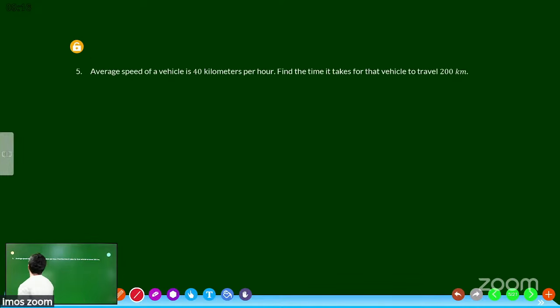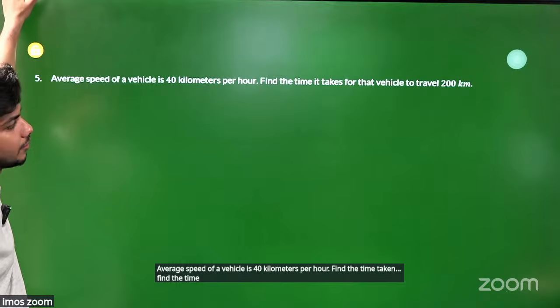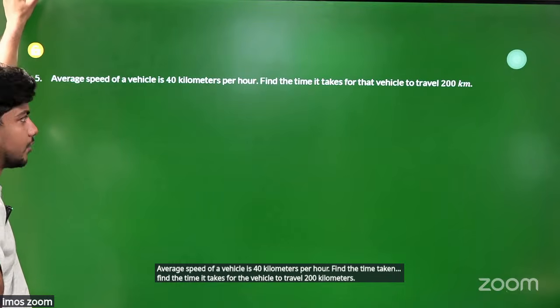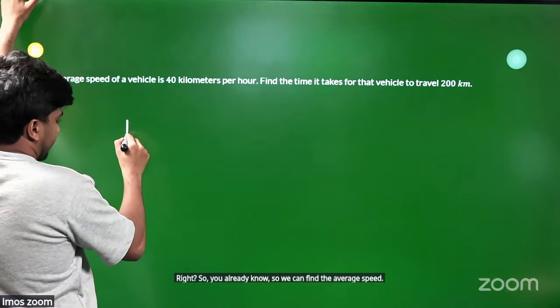The average speed of a vehicle is 40 kilometers per hour. Find the time it takes for the vehicle to travel 200 kilometers. So you already know how we can find the average speed.